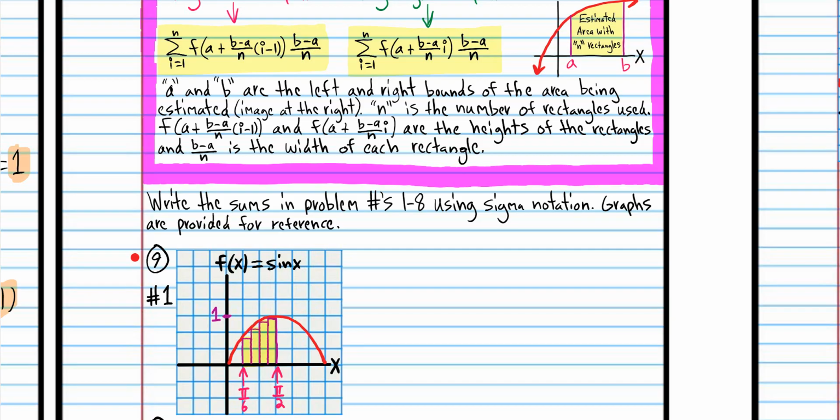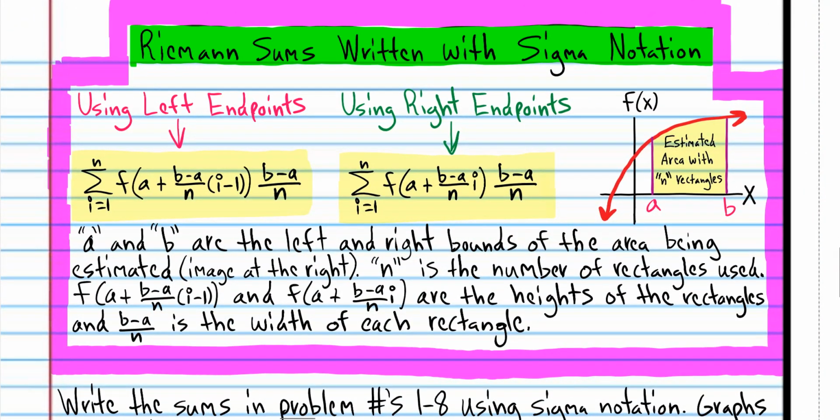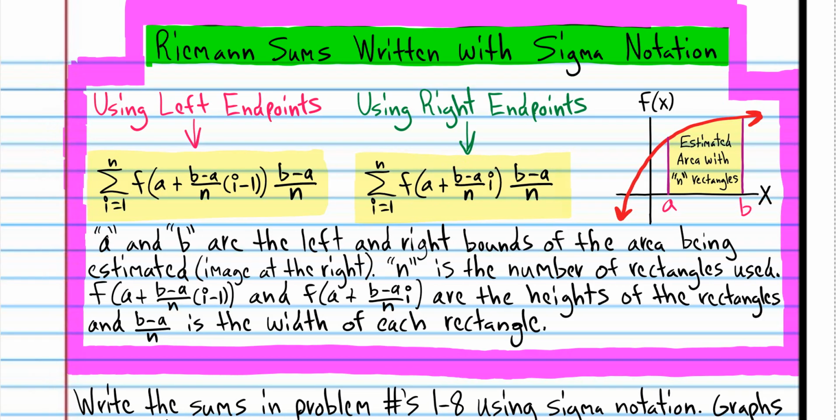Again, one of the biggest goals for you in this course is to learn function notation, or get a better understanding of function notation. So now the most difficult thing to understand is what this expression is. That is the input of the function. Why do we write a plus b minus a over n times i? And over here, why do we write a plus b minus a over n times i minus 1? It's not exactly obvious.